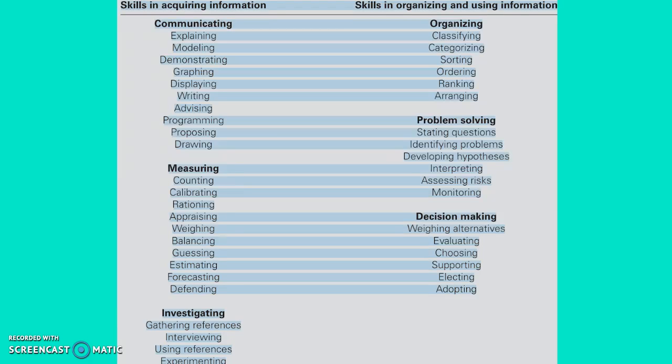This was taken also from the book, and these are different skills in acquiring information, broken down into communicating, measuring, investigating, and then skills in organizing and using information: organizing, problem solving, and decision making. So that's really the first step. And now I'm going to turn it over to Orvalita, who will finish sharing step 2 and 3.